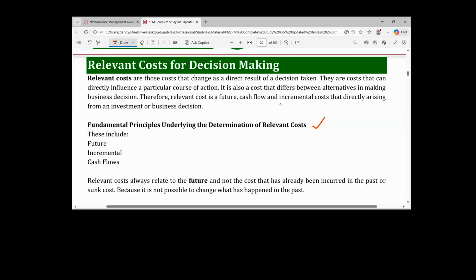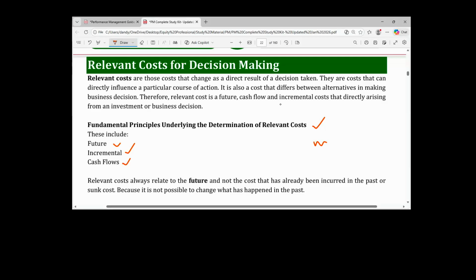So like I said, the examiner can call it factors, attributes, quality, criteria, or fundamental principles of relevant costing. So basically, there are three of them. One is future, two, incremental, then three, cash flow. What do you mean by future? Relevant costs are future costs. They are costs that are futuristic in nature.